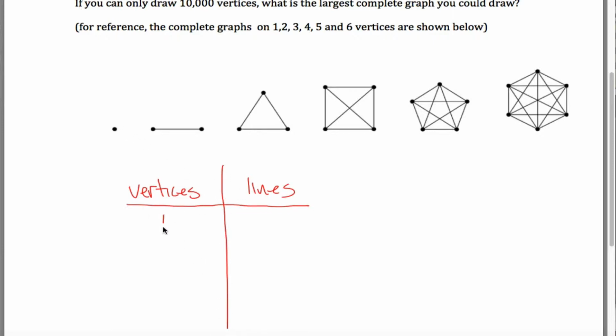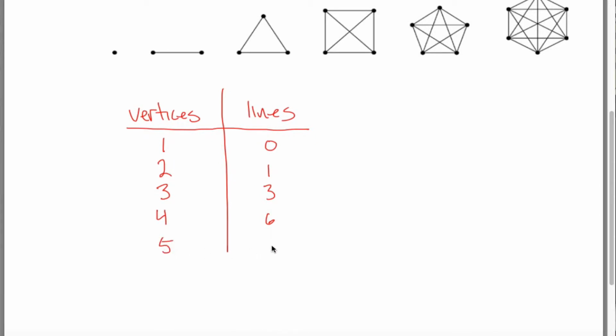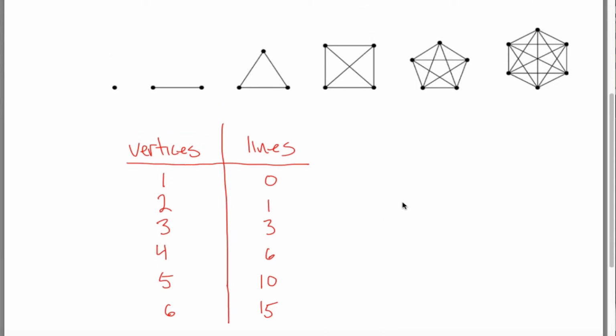If we have one vertex, we need 0 lines. That's this case right here. If we have 2 vertices, we need 1 line. If we have 3 vertices, we need 3 lines. If we have 4 vertices, we need 6 lines if you go through and count all these. If we have 5 vertices, go through and count, and I think you'll find you need 10 lines. 6 vertices, keep going, 15 lines. I guess that's all that's pictured.